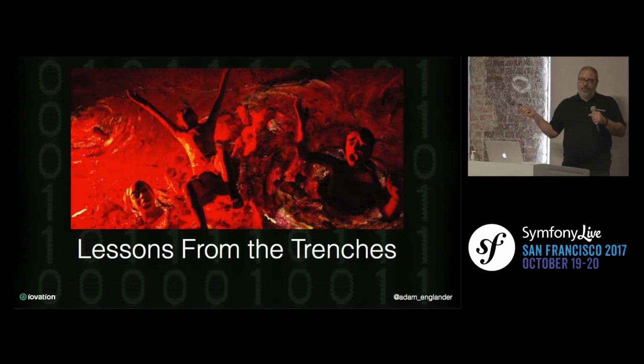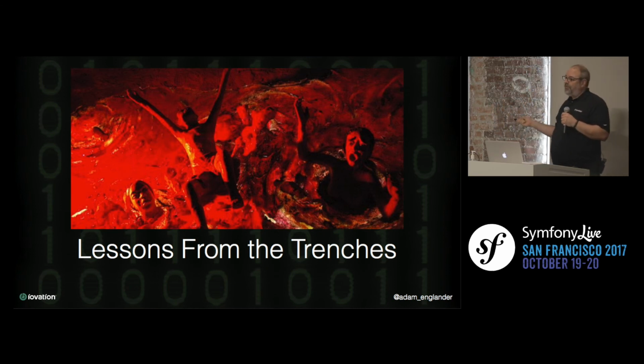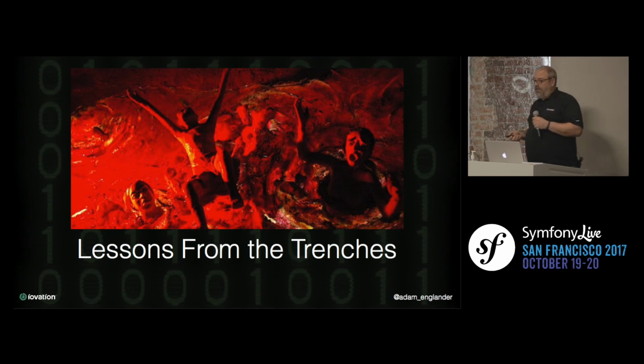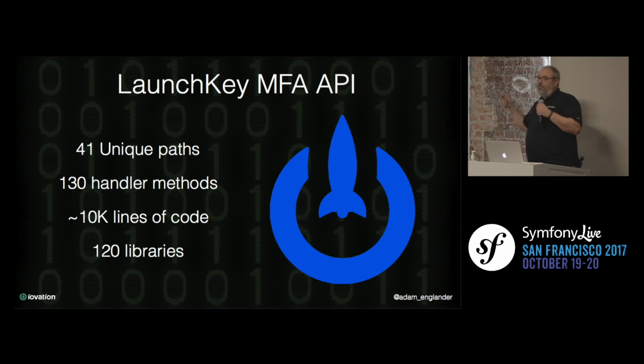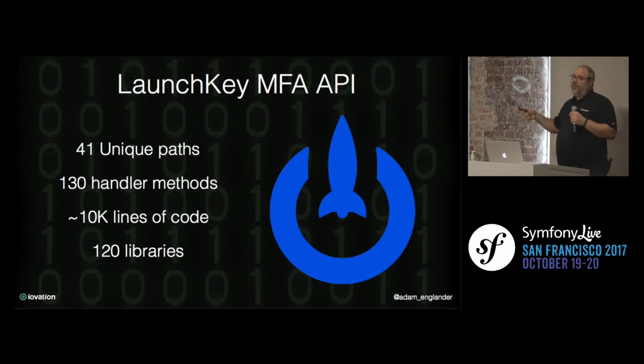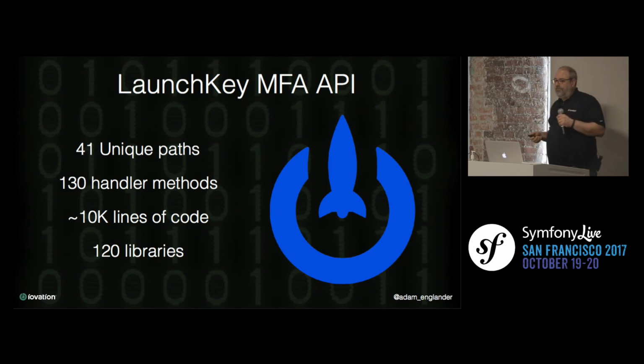So now that we've got that, I've got some lessons from the trenches. I've been writing behavioral tests for APIs for a few years now, and currently working on my largest product. So the LaunchKey multifactor authentication API has 41 unique paths and 130 handler methods, because you have post, put, patch, delete, whatever the case may be. And about 10,000 lines of code dedicated to the API, and 120 libraries. It's a lot of libraries.